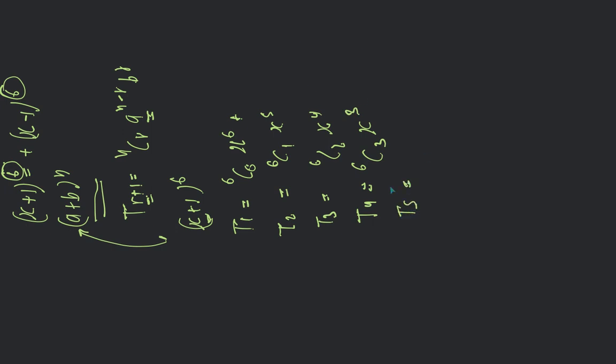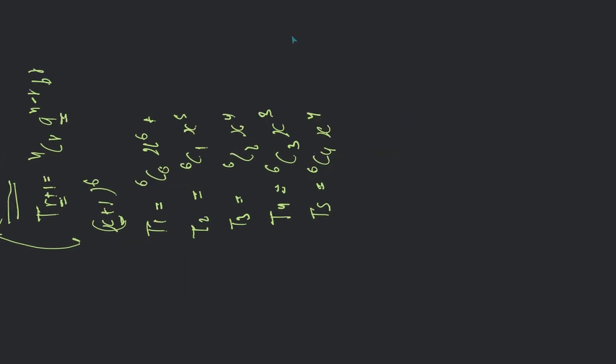How can we get the fifth term? In place of r put 4, so we get 6C4 into x to the power 2 into 1 square, which is again 1. So there's no need to write 1 square. Now talking about the last two terms. How can we get the sixth term? If we put 5 in place of r, this is 6C5 into x to the power 6 minus 5, that is 1, and 1 to the power 5, which is again 1.